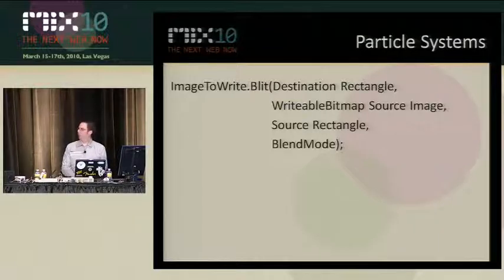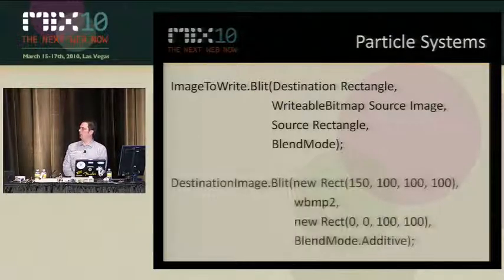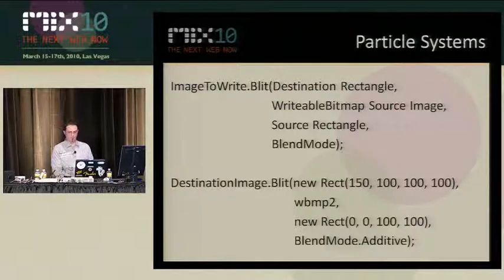The actual code for implementing something like this would probably look something along the lines of this, although you may not define your rectangles within the method call. So in this case, my destination rectangle is positioned at 150 by 100 and is 100 pixels wide and tall. WBMP2, writable bitmap 2, is my source image. And I'm going to take that entire image, so you can see the rectangle I'm creating there, 0, 0, 100, 100. And then finally, I'm passing a blend mode additive.